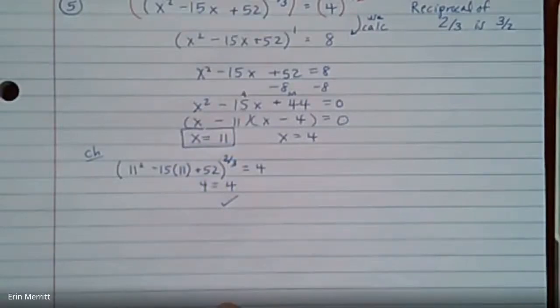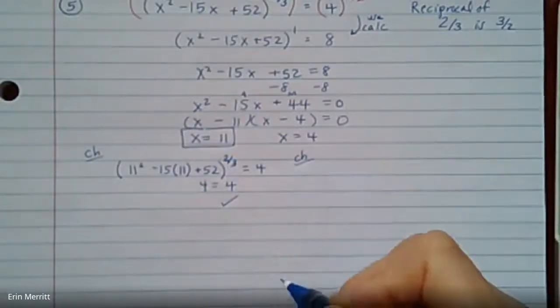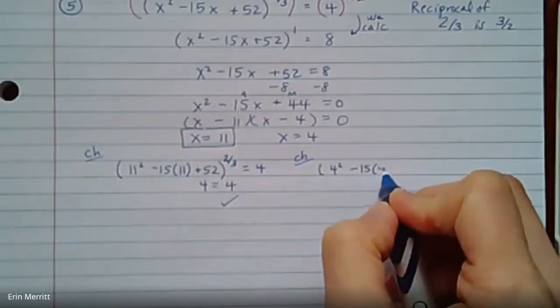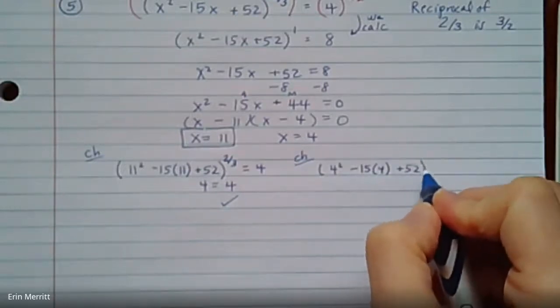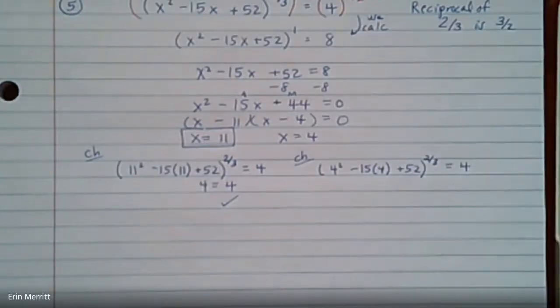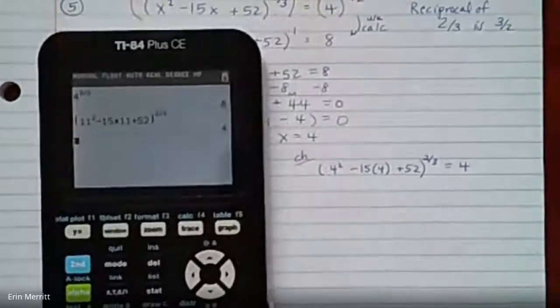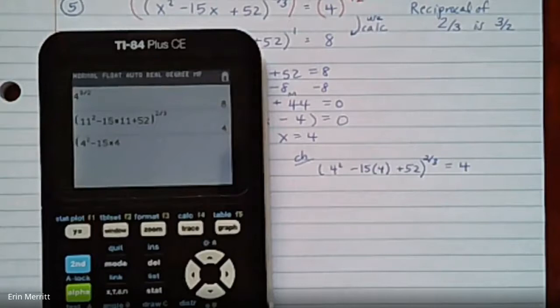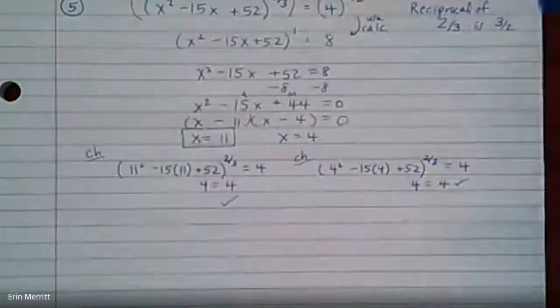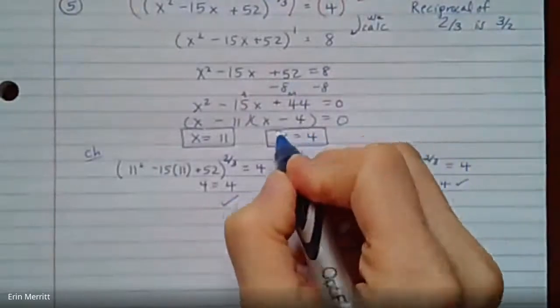And now check the other one. So plug in a 4. So it's going to be in parentheses 4 squared minus 15 times 4 plus 52. Close it up and raise it to the 2/3 power. Does that come out to equal 4? And you can do the exact same thing. So we can go 4 squared and then minus 15 times 4 plus 52. Close it up and raise it to the 2/3 power. That one also checks out. And so that's our final answer.